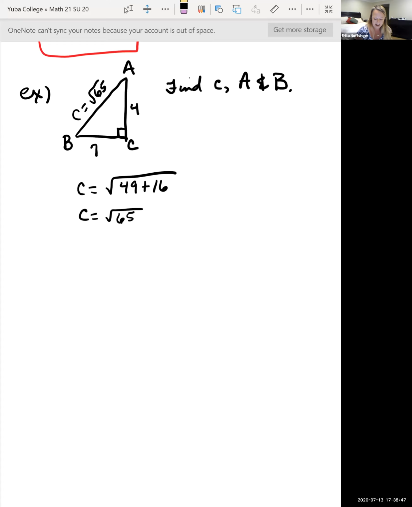Okay, so to find angle A or angle B, I would use the information that they gave us. So let's say B this time. If we want to find angle B, let's look at angle B. We are given the opposite, which is 4, and the adjacent, which is 5. And so again, think about which trig function deals with opposite and adjacent. So tangent of B is equal to the opposite, which is 4, all over the adjacent, which is 7.